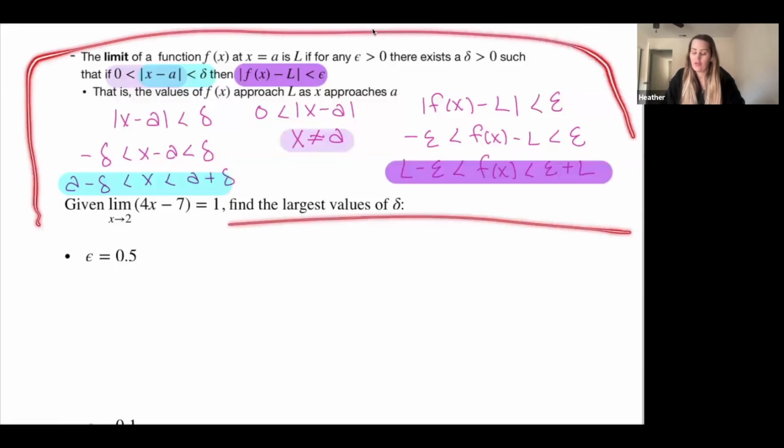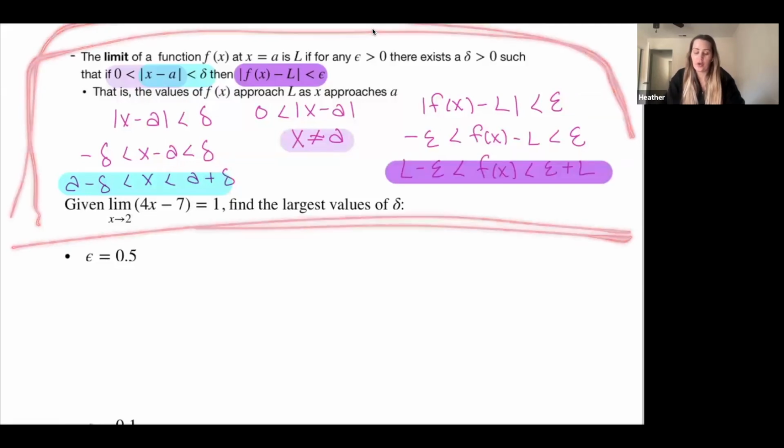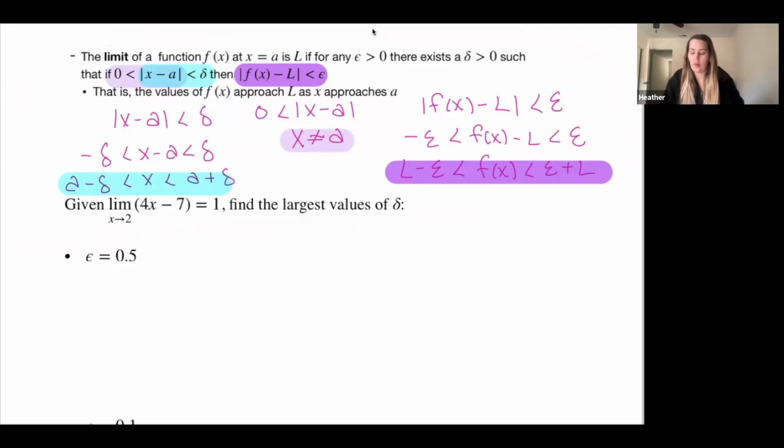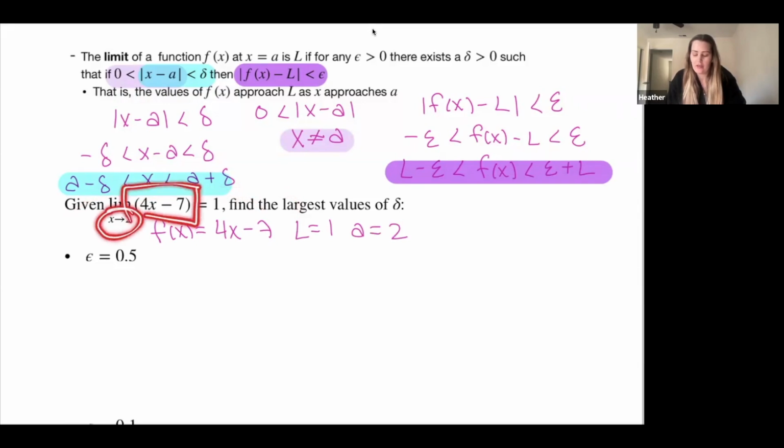So now I have everything from the definition here, and I'm going to go ahead and extract what I have from the problem, what's given down here. I have that f of x is equal to 4x minus 7, L is equal to 1, and a is equal to 2, coming from a here, f of x here, and L here. Now we have our cast of characters, so let's jump into it.